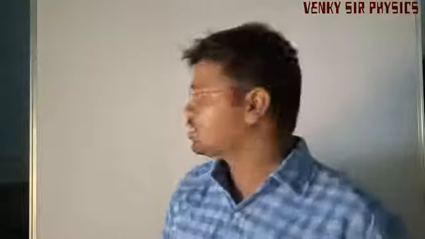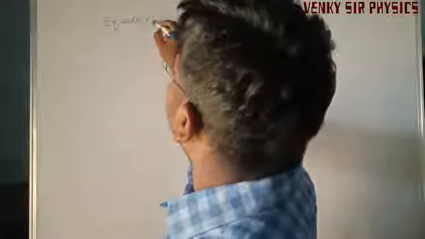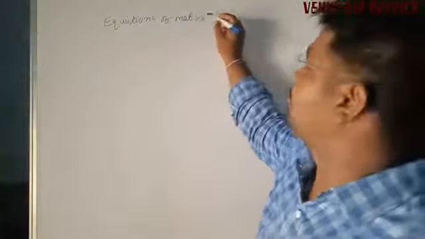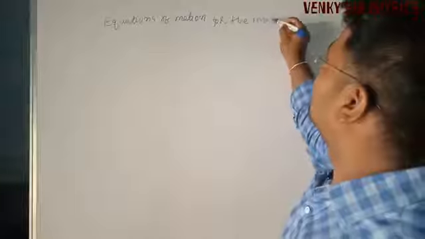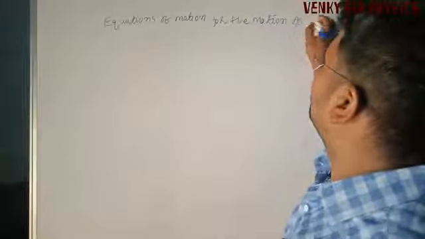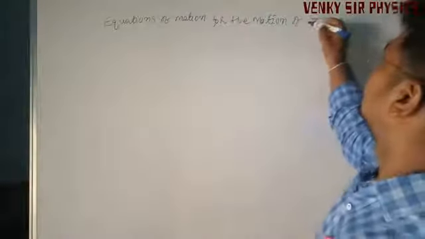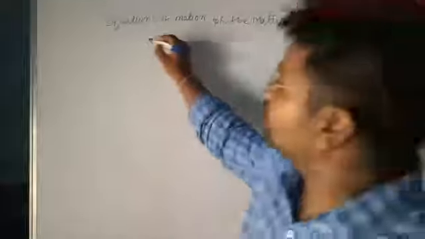Motion of an object under the gravity. Equations of motion for the motion of an object under the gravity.